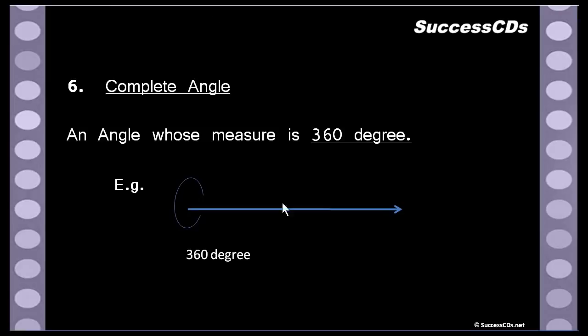Same way, if you see at this point, I started making an angle from here and I came in a circular way and I stopped here. The starting and the ending point both are the same. Therefore, this is a complete angle with measure of 360 degrees.